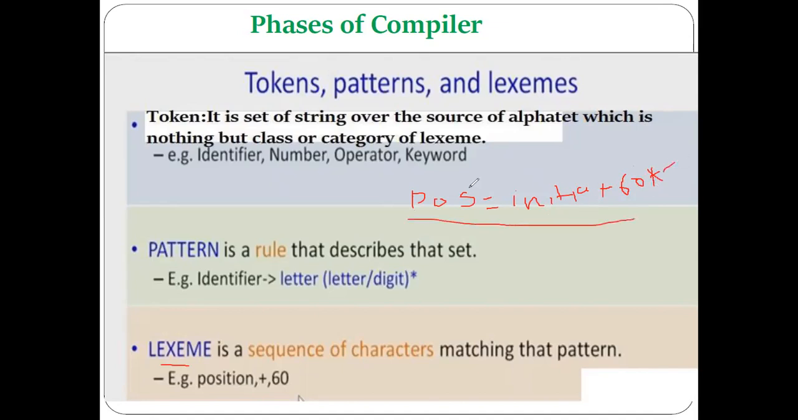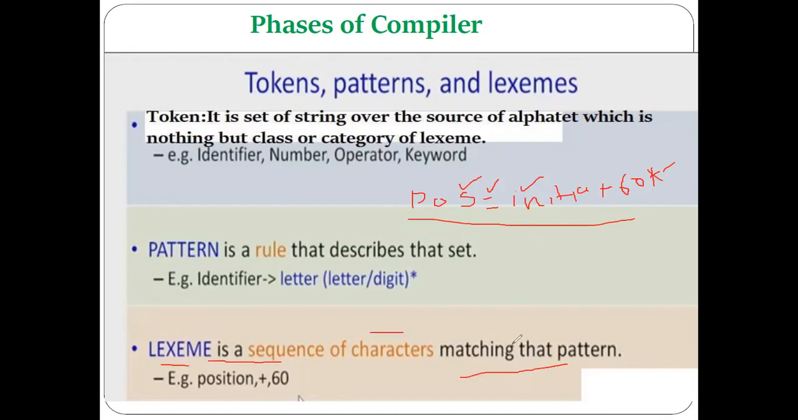Now in this example, this position is considered as one lexeme. This assignment character is also considered as one lexeme. Initial is also one lexeme. You can refer to the previous lecture for this example. And accordingly, these terms we have discussed: lexeme is nothing but the sequence of characters matching the pattern. So accordingly, your whole source program consists of different kinds of lexemes.